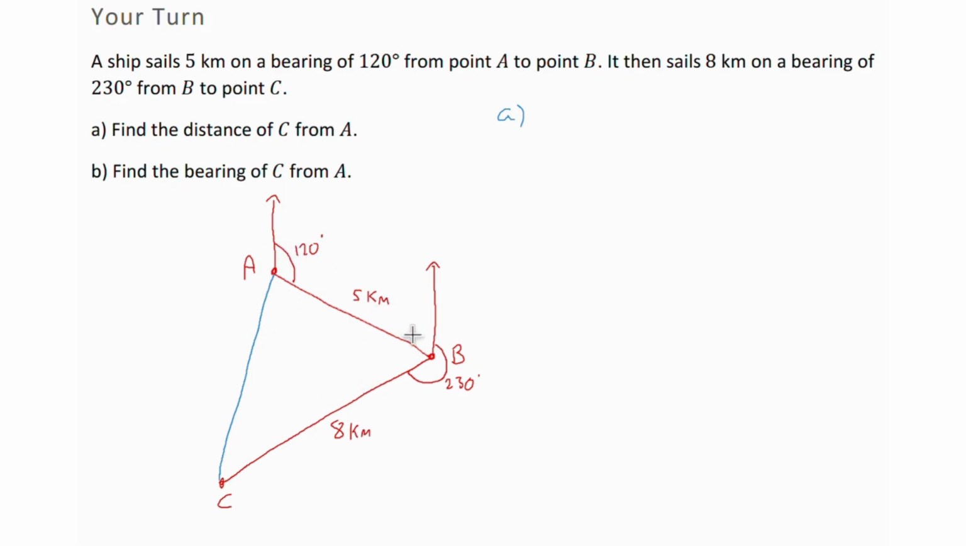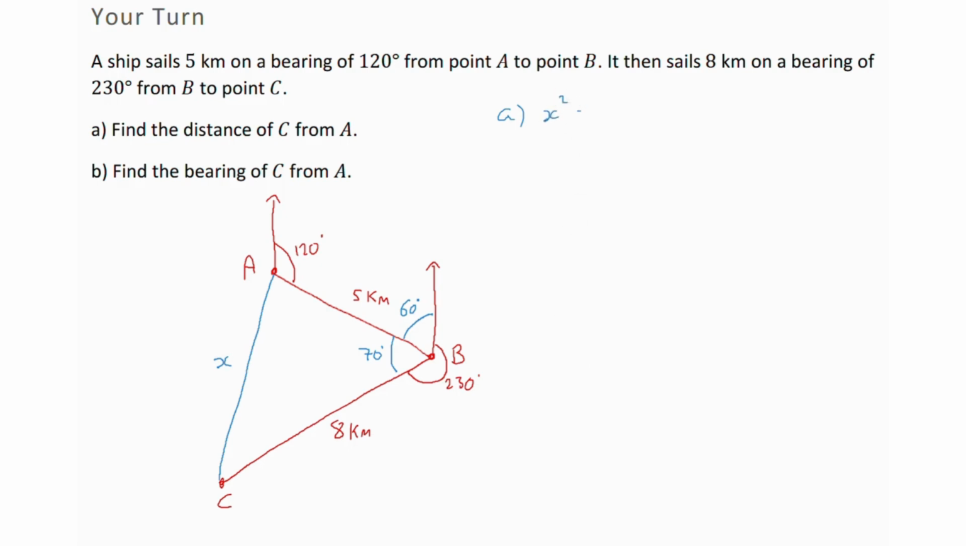If we know this is 120, then because these are parallel, this one must be 60 degrees. And if this is 60 and this is 230, then we have a total of 290. So that means this angle inside must be 70 degrees. Now we have two lengths and the angle between them. So that means we can use the cosine rule to find the third length.